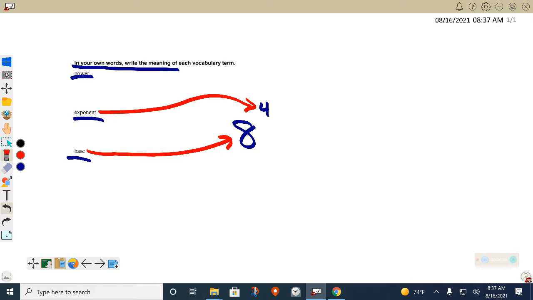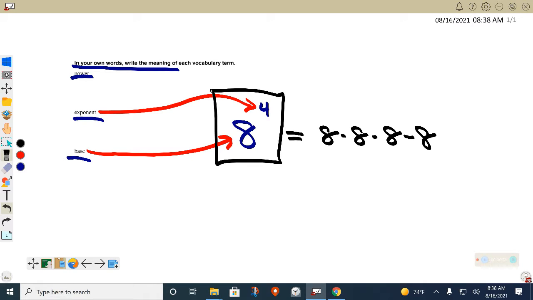4. 4 is the exponent. Is the power like what that makes? Don't you have to multiply 8 4 times? Right, it's 8 times 8 times 8 times 8. Thank you, Miss Diaz. So the power is really the whole thing. It's the base with the exponent. So any base raised to an exponent, the whole thing, we call a power.